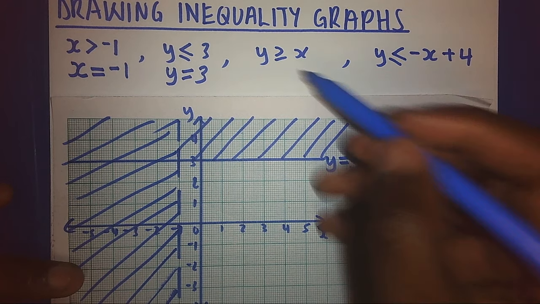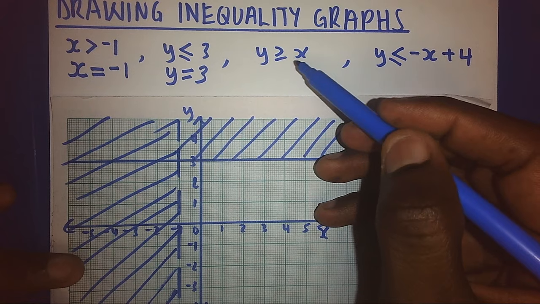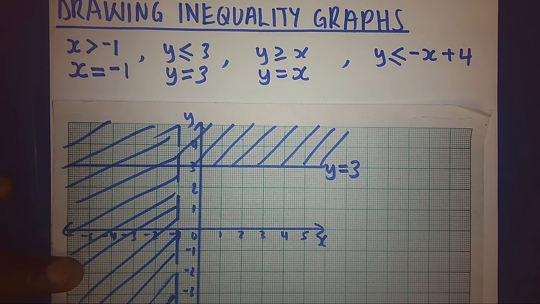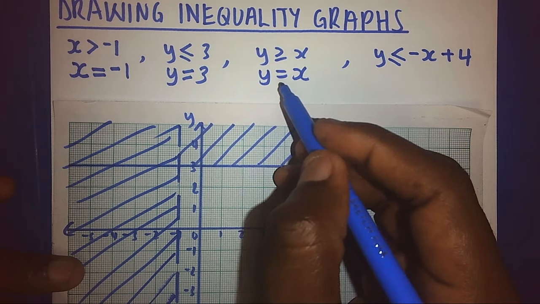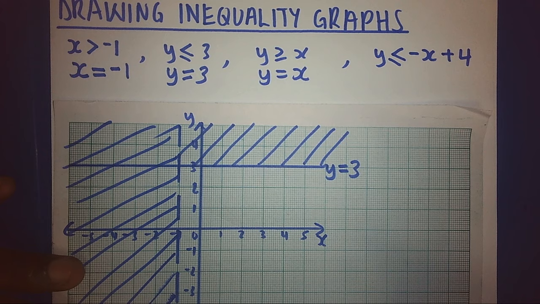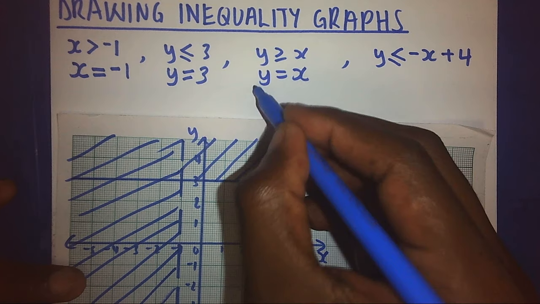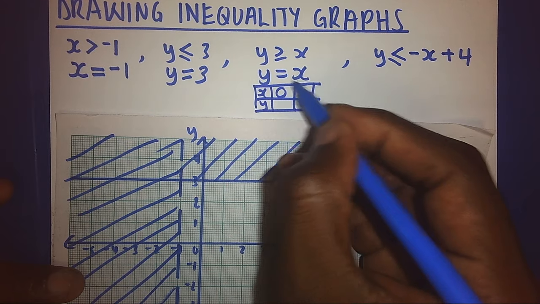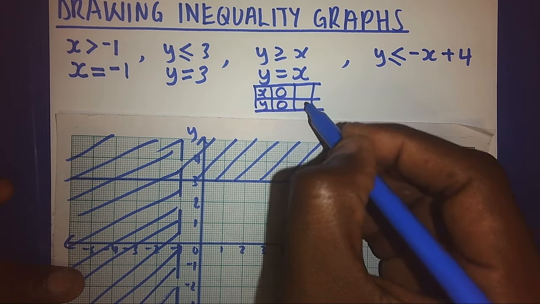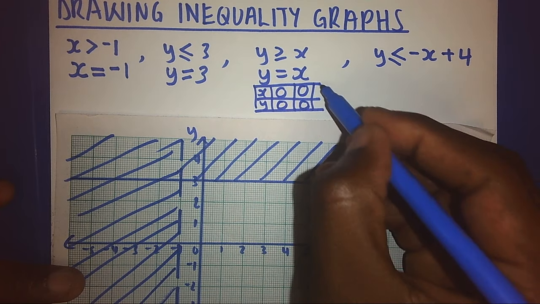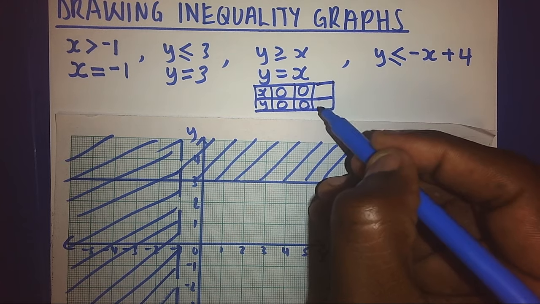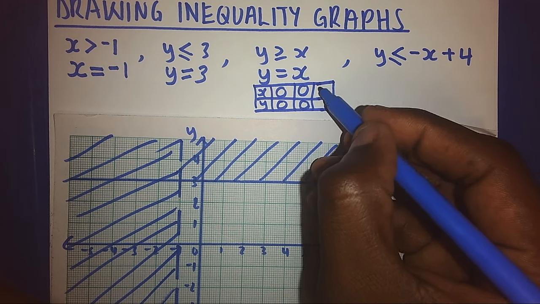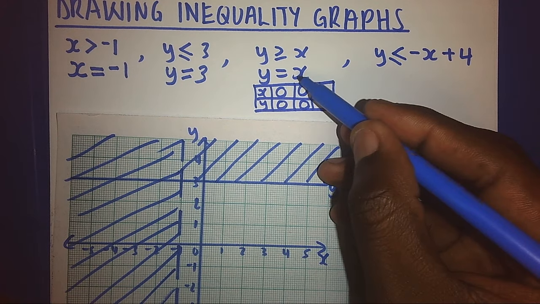Y is greater or equal to X. Step number one, change it to an equation. Now, because we have X and Y, it means this line has a slope. So step number two, we create a table of values. When my X is zero, Y will be zero. And when my Y is zero, X will be zero. Hence, I need to get another point that will give me a different point. I can take X as 2. So when X is 2, Y will also be 2.